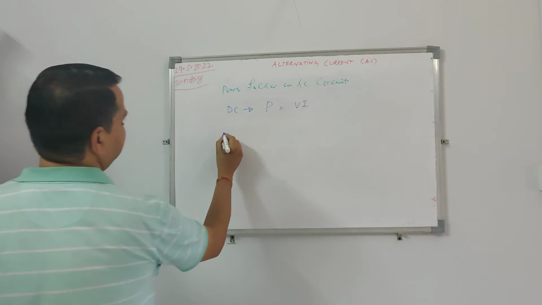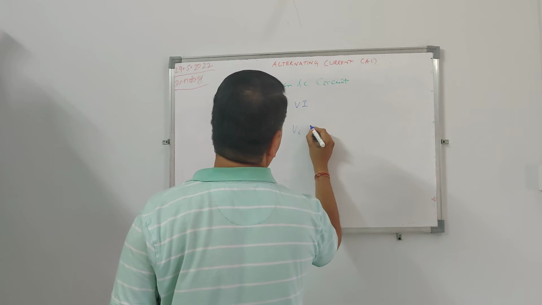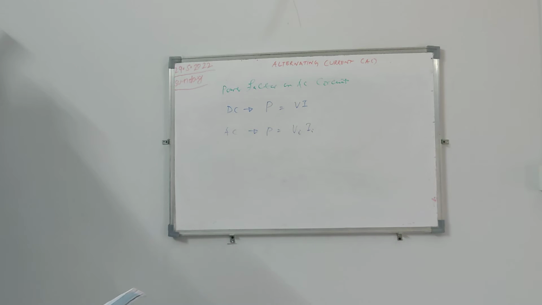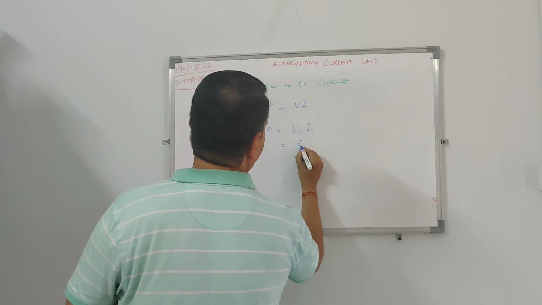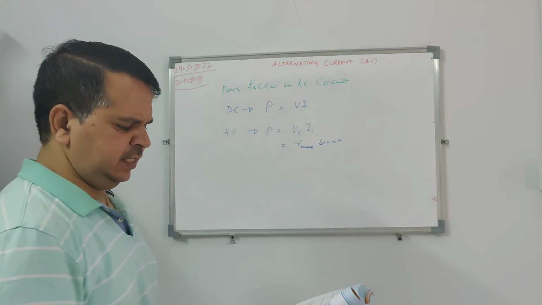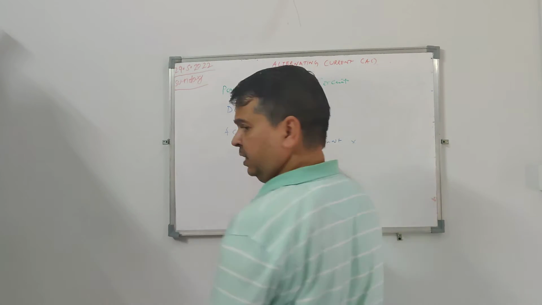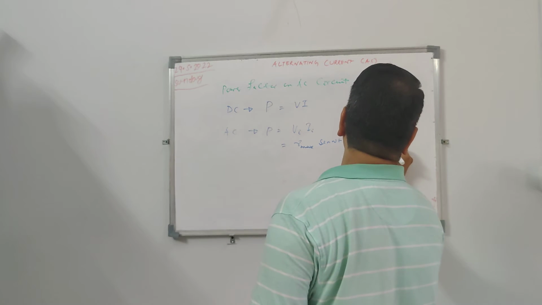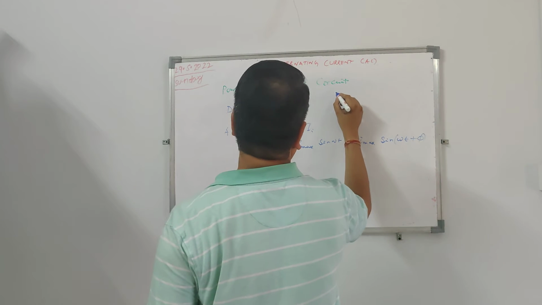right? That's all. But in AC, your power is V into I, instantaneous. These are I max and V max, sin omega t. You can write instantaneous V as V max into sin omega t. If this is the phase angle of voltage, the current phase angle will be different, it will be plus phi. In an LRC circuit, in general, it will be I max into sin of omega t plus phi.